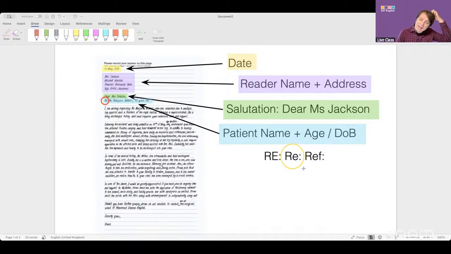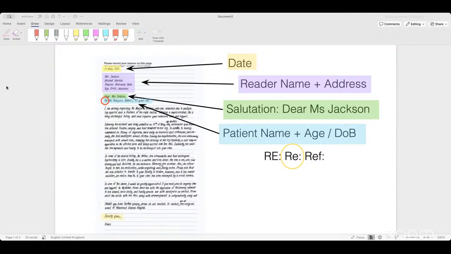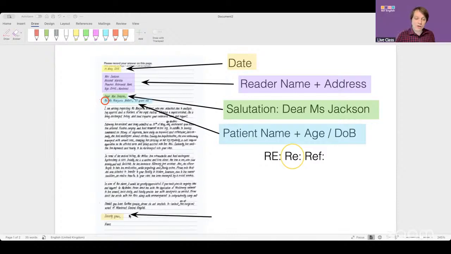Now, end of the letter. This is the only thing where maybe you can make a mistake, really, if you're not sure. The end of the letter is here. This is called the sign off. Now, do we always write the same thing, or does it change? What should I write here?